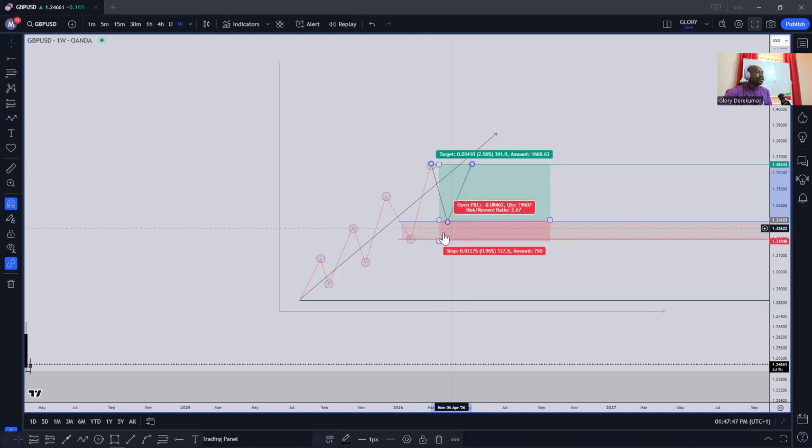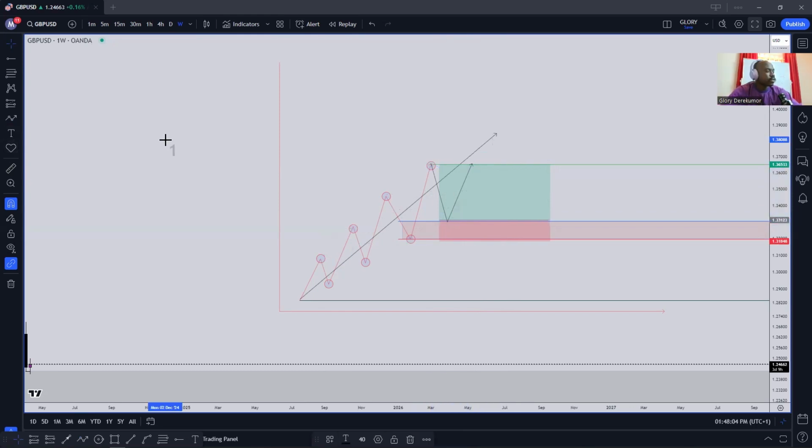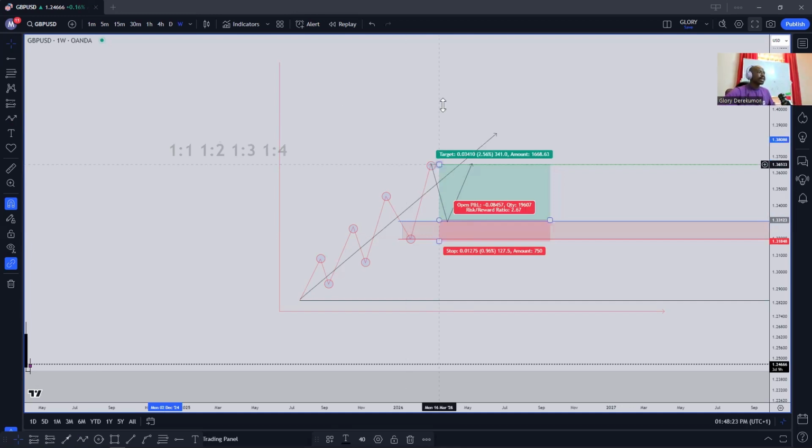Now, if you are risking 2% of your account and the risk to reward is still 1:2. The way the risk to reward is presented is like this: 1:1. You can have a 1:2. You can have a 1:3. You can have a 1:4, and so on and so forth, depending on how far you expect the price to be.